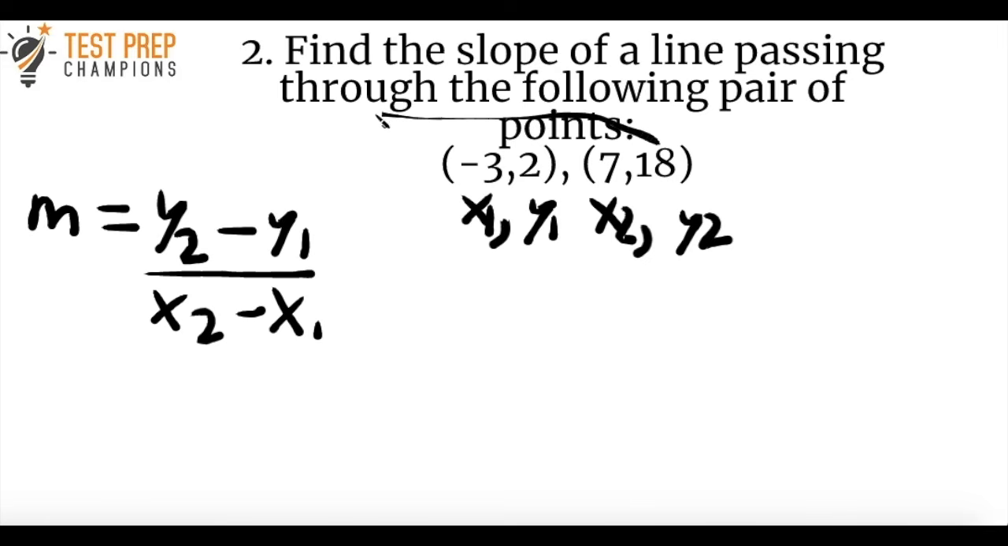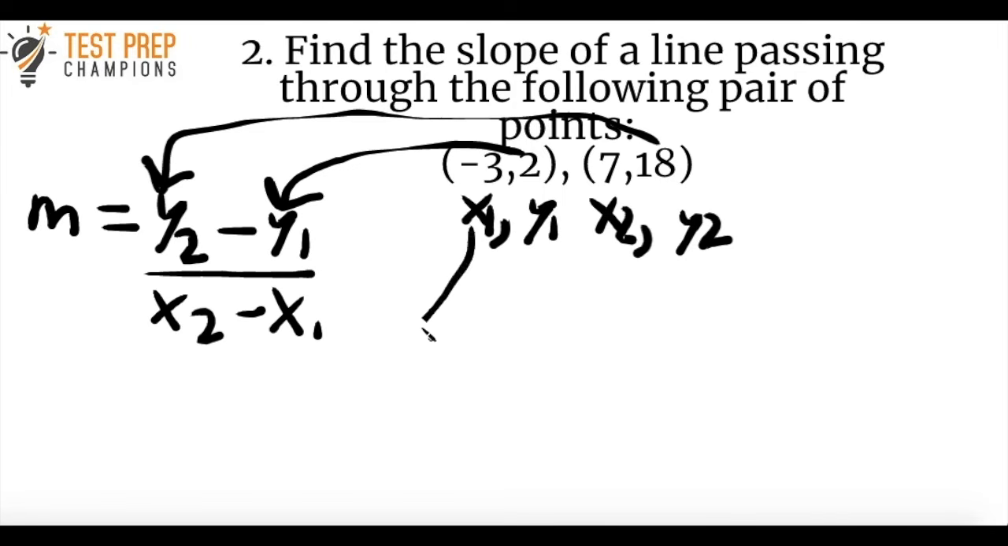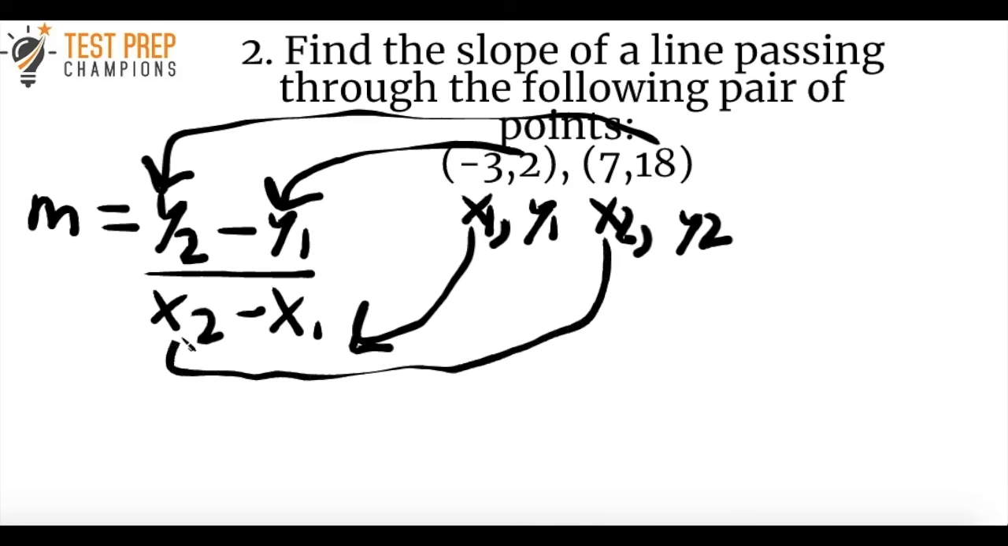our y2 and we're going to substitute it into the equation for, you guessed it, y2. Then we're going to take our y1, which is 2, and we'll substitute that number into our equation for y1. Now we'll take our x1, and you guessed it, we're going to plug that in for x1, and we'll take our x2, which happens to be 7, and we're going to substitute that into the equation for our x2. So again, since y2 is 18, we substitute 18 into our equation. So let me just draw an arrow down here.